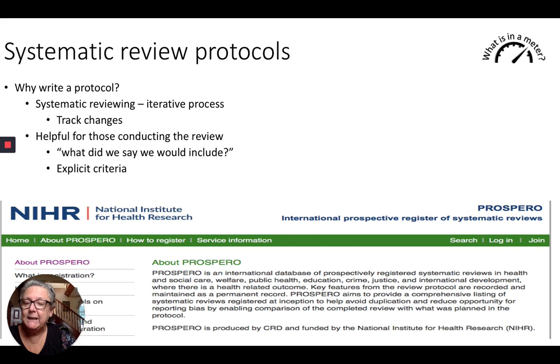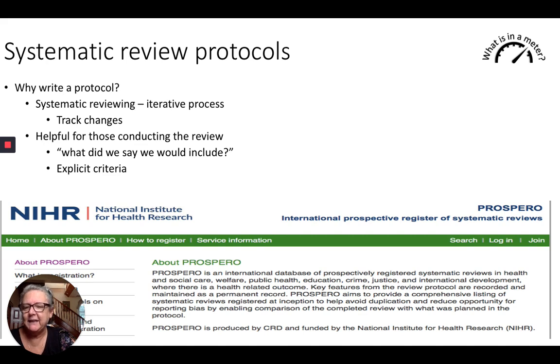Now, it's really important that you write a systematic review protocol. This can be anything from 1 page to 30 pages. But it's really important so members of the team know what they're doing and why they're doing it. We've all agreed it. What did we say we'd include? What did we say we wouldn't include? Because once you get going, you forget these things.